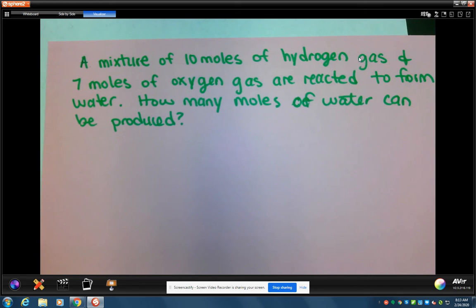Okay, in this video of stoichiometry, I have this problem for you, and I'm going to work it out. A mixture of 10 moles of hydrogen gas and 7 moles of oxygen gas are reacted to form water. How many moles of water can be produced?